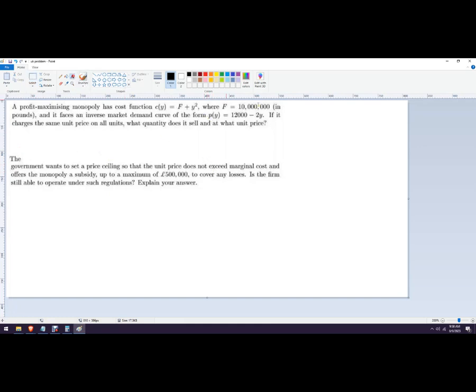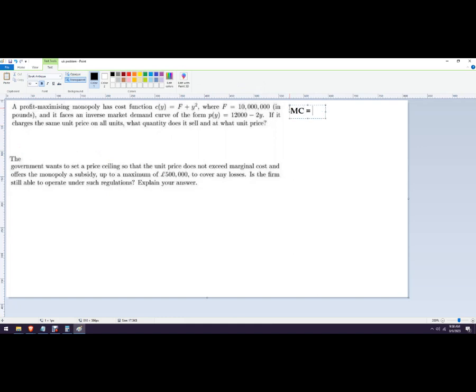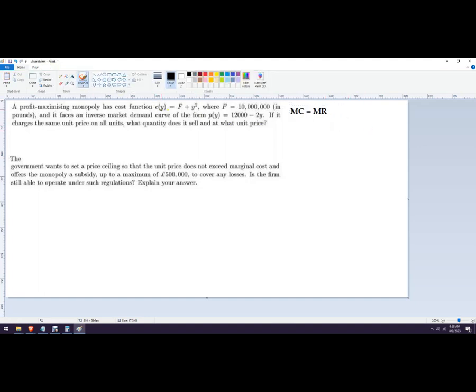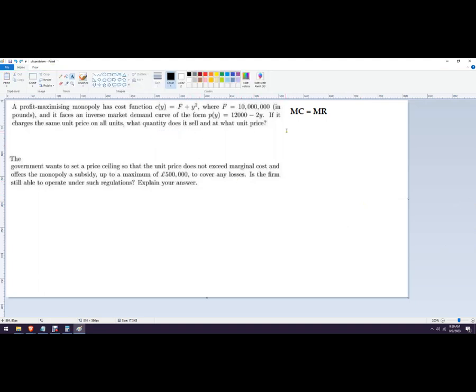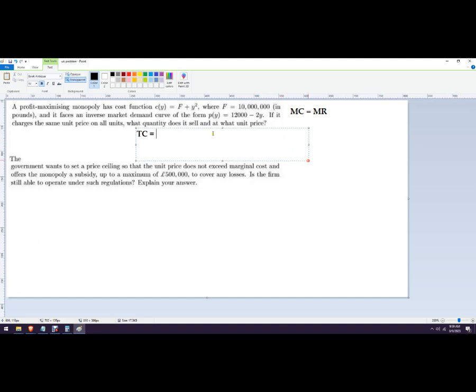So to solve this, we need to figure out marginal cost equals marginal revenue. To get our marginal cost, I'm going to write this a little bit more US centric. So this is like the total cost function you might run into in a lot of classes. So it's 10 million pounds plus, instead of using y, I'm going to use q now. And then the marginal cost is just the partial derivative with respect to q of this.